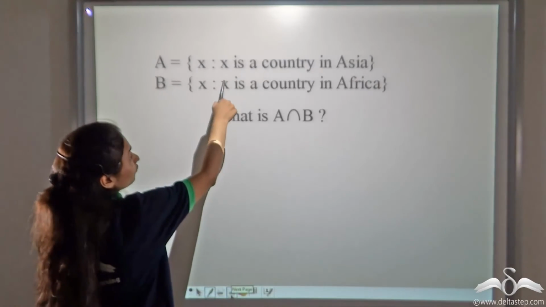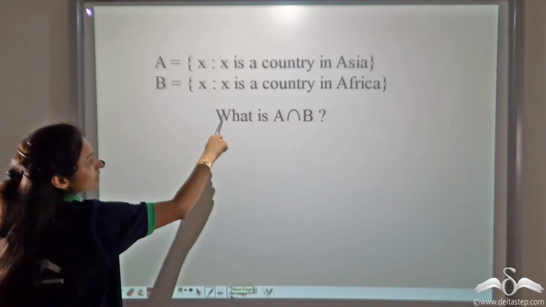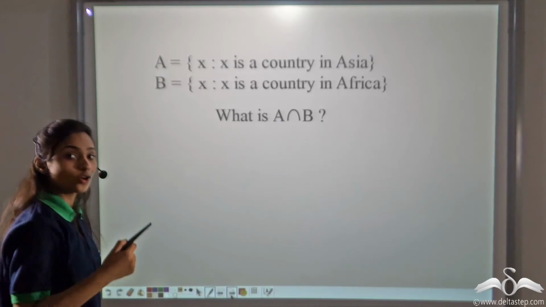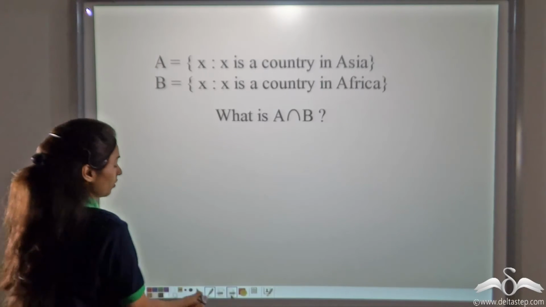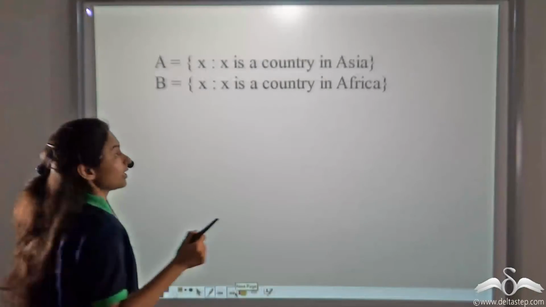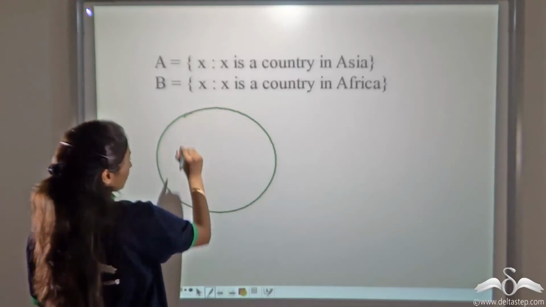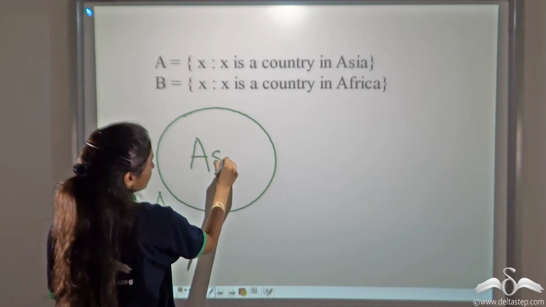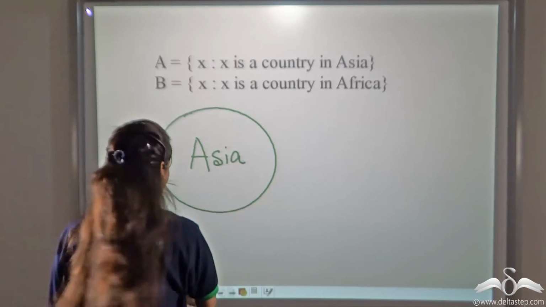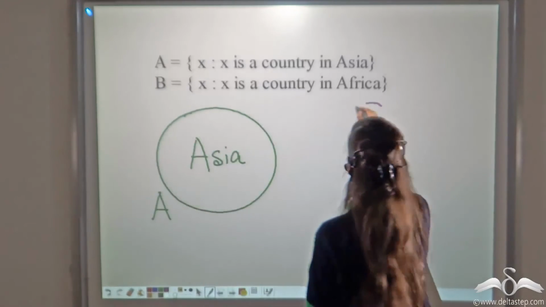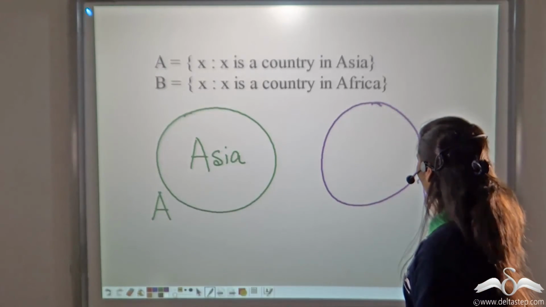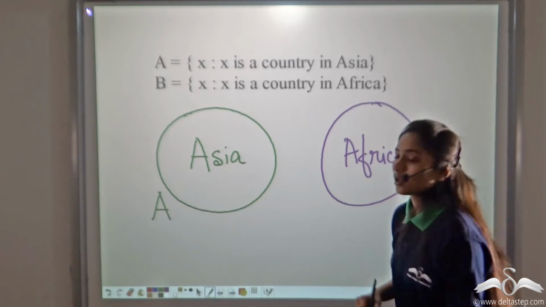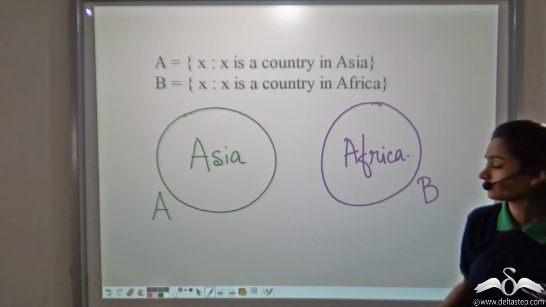Now, A is a set of countries in Asia and B is a set of countries in Africa. What is A intersection B? Find it out yourself. Now, let's make a Venn diagram. This Venn diagram denotes set A, which is the countries in Asia. So this set denotes countries which are in Asia. Now, let's draw a Venn diagram for set B, which denotes countries in Africa. Now, can you find out A intersection B for me?